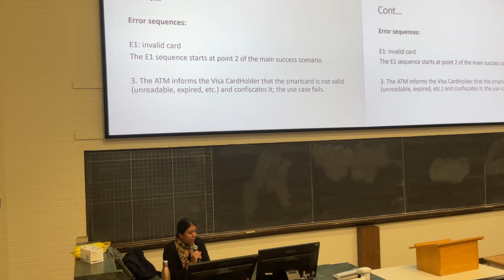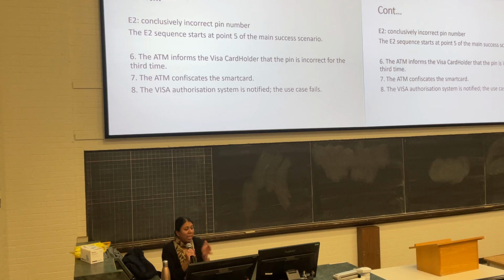The next one is incorrect PIN number. You have a number of tries when you enter a PIN. So let's say you've entered the PIN wrong 3 times. The ATM is going to inform you that the PIN isn't correct for the 3rd time. And again, that's what it's supposed to do. It's going to confiscate the card. It's going to write a notification that the transaction failed. And of course, the use case is going to fail.